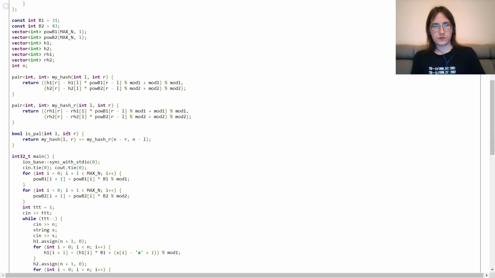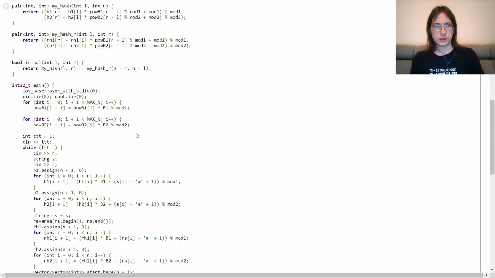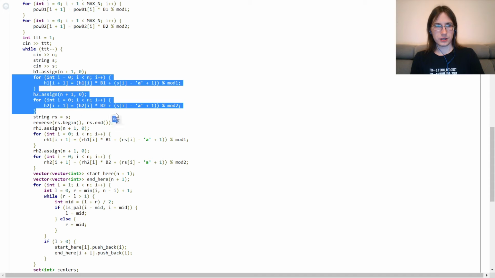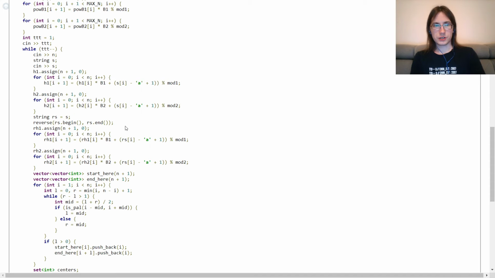Is palindrome from L to R just checks that the hash of LR is equal to the reverse hash from n-r to n-l. This is because the reverse hash is taken from the reverse string, so the position of this substring is also reversed. This is the precalculation for the hashes. I read the string and I calculate the first hash, the second hash, then I reverse the string and I calculate the first reverse hash and the second reverse hash.